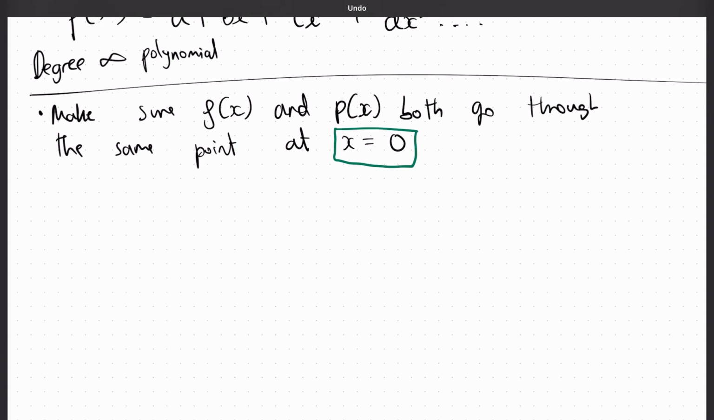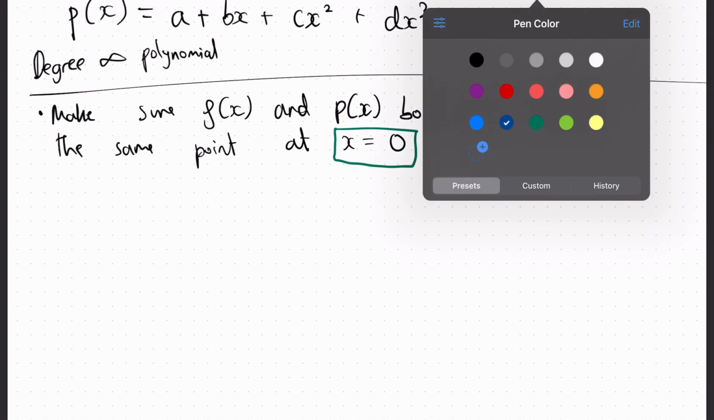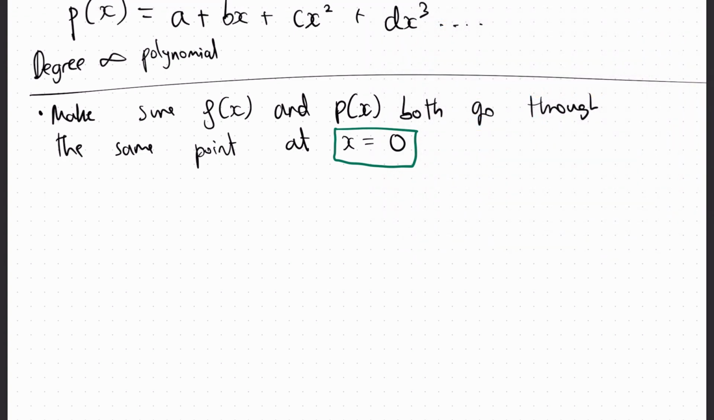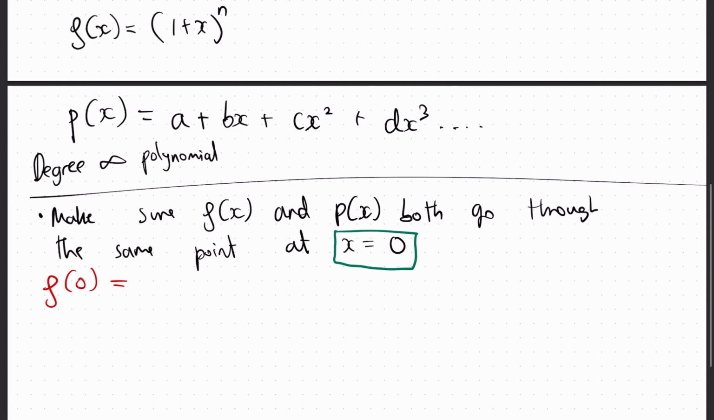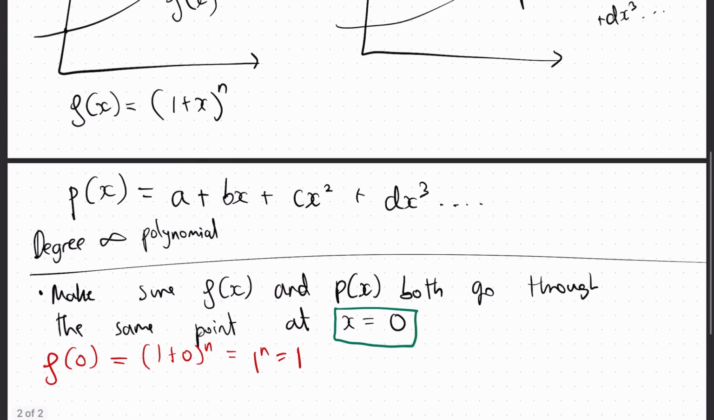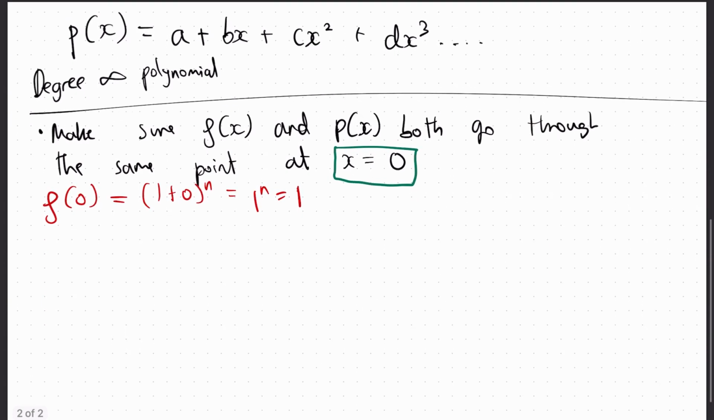Actually, I will do all the matching in red, just so it's clear. So f of 0 is going to be 1 plus 0 to the n, which is just going to be 1 to the n, which is just 1, because 1 to the power of anything is 1. Okay, so that's what f of 0 is.